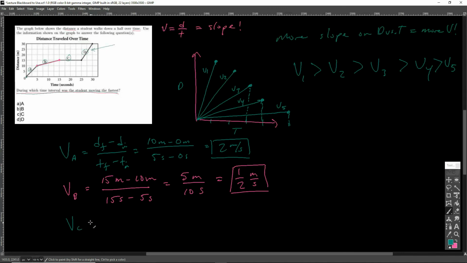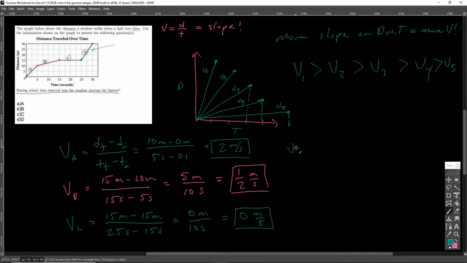Let's look at VC, the velocity in section C. Well, everyone that's paying attention to my class will automatically know that the velocity of the object at this point is zero. Why? Because the distance isn't changing. But we can prove that. Just look at the 2 points. What's the distance at the final point? It's 15 meters. What's the distance at the initial point? 15 meters. What is the time at the final point? It's 25 seconds. What's the time of the initial point? It's 15 seconds. So 15 minus 15 is 0 meters. 25 minus 15 is 10. 0 divided by anything is 0. So 0 meters per second.